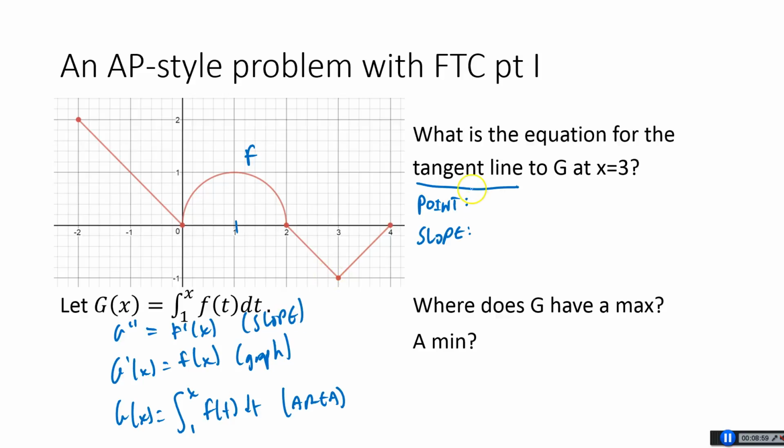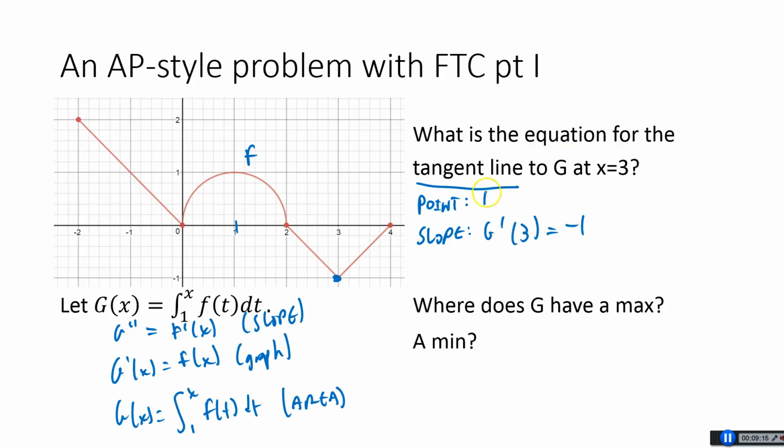Okay, so the slope here we already found in the last one. That's going to be g prime of 3. G prime of 3 is the same as f of 3. F of 3 is negative 1. So we've got our slope.